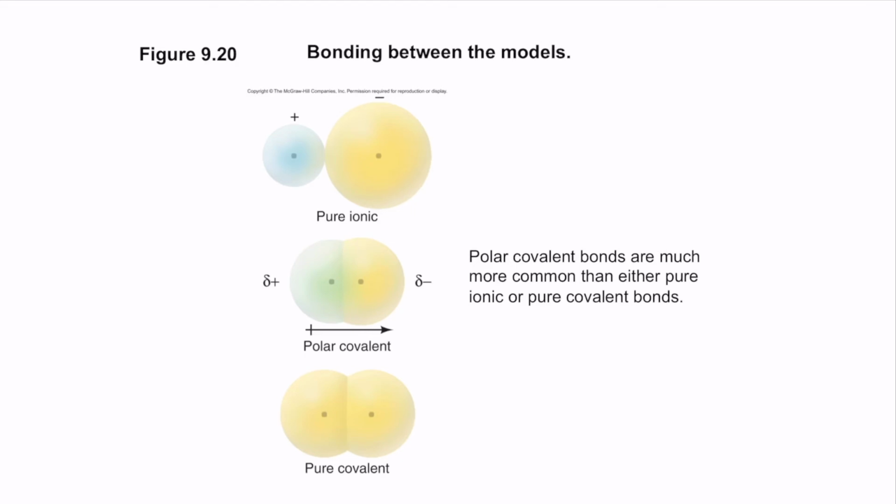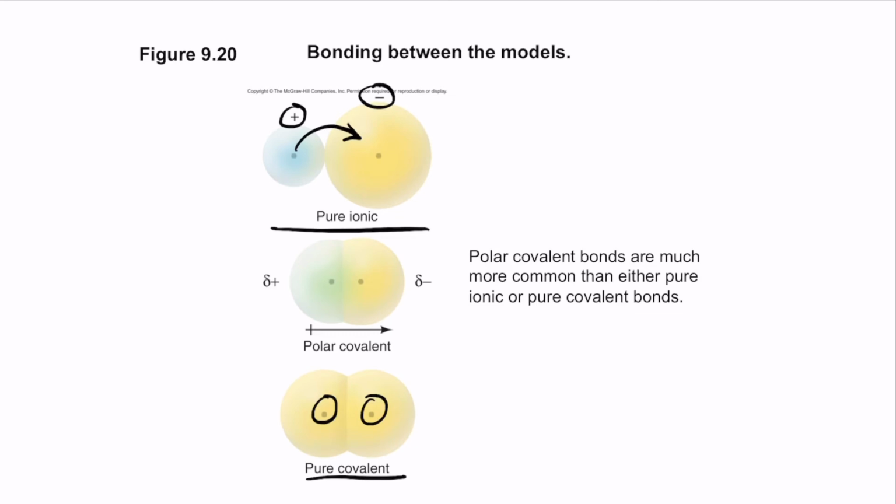Now let's look at the 3 types of bonds and where polar covalent bonds lie. So on one end of the spectrum we have pure ionic bonds, where there is a complete transfer of electrons from the metal to the non-metal, resulting in the formation of 2 charges, a positive and a negative charge, which creates the pure ionic bond. On the other end we have pure covalent bonds, where 2 identical atoms will share the electrons equally among themselves, resulting in the formation of a pure covalent bond.